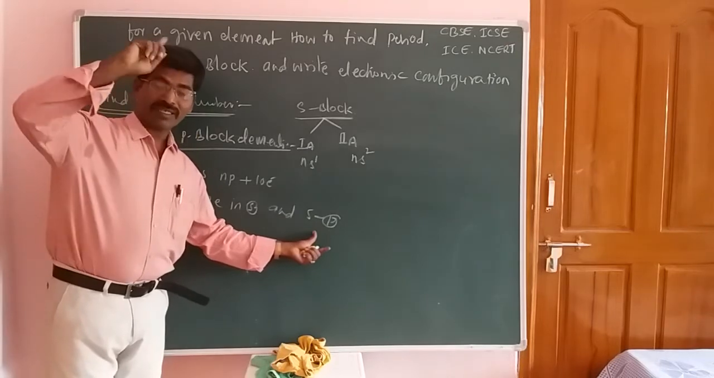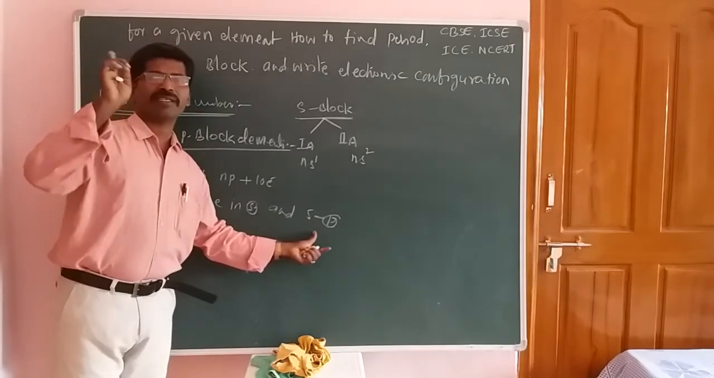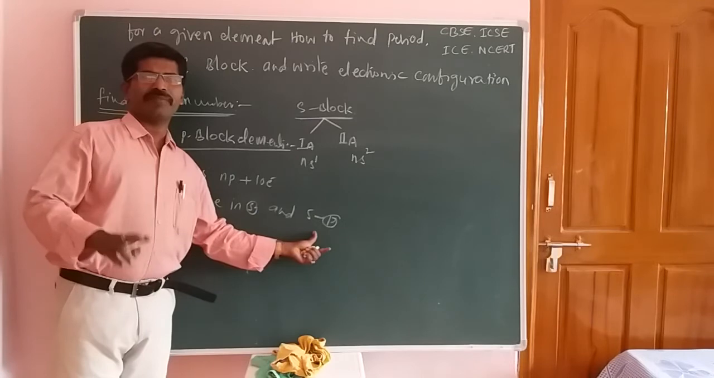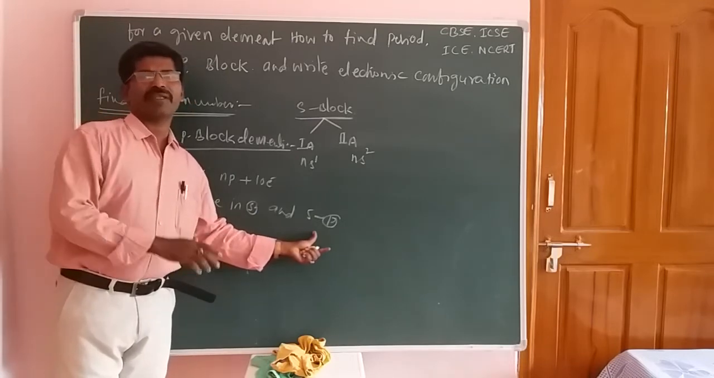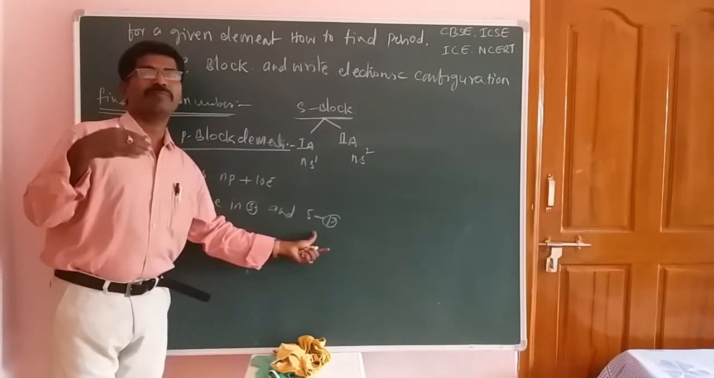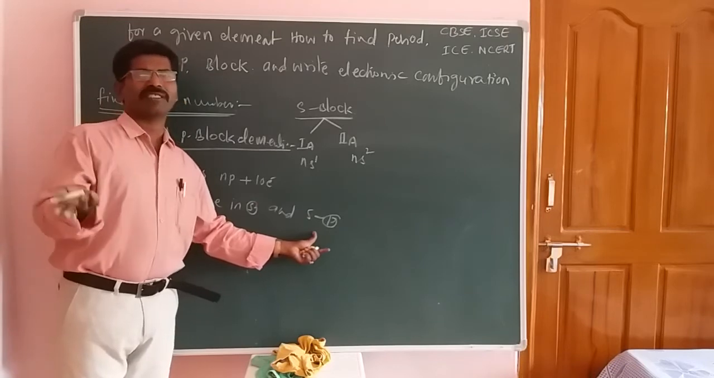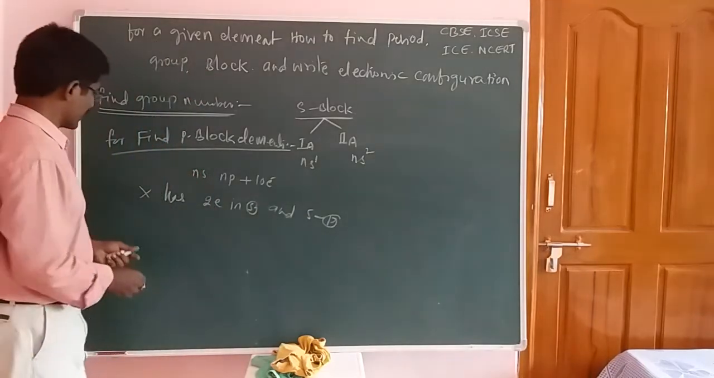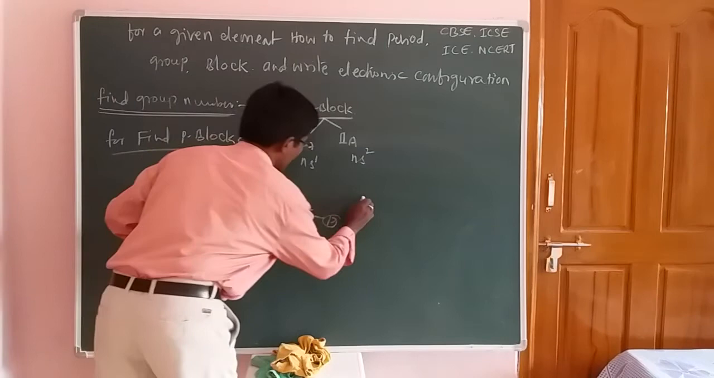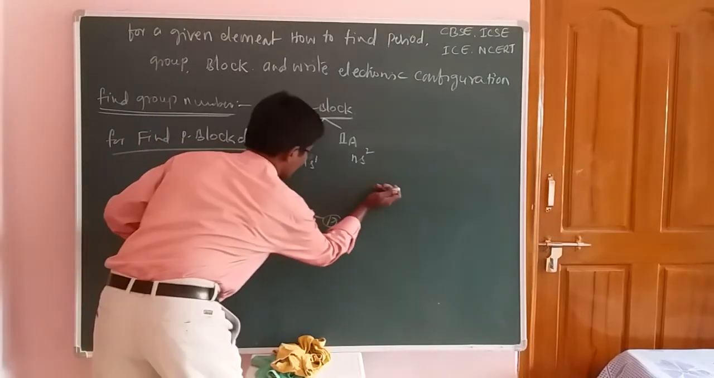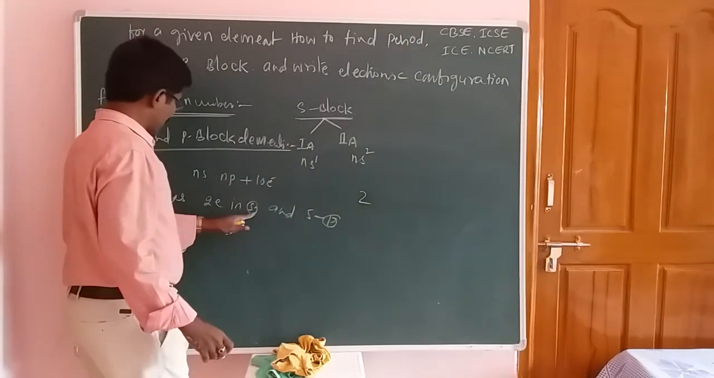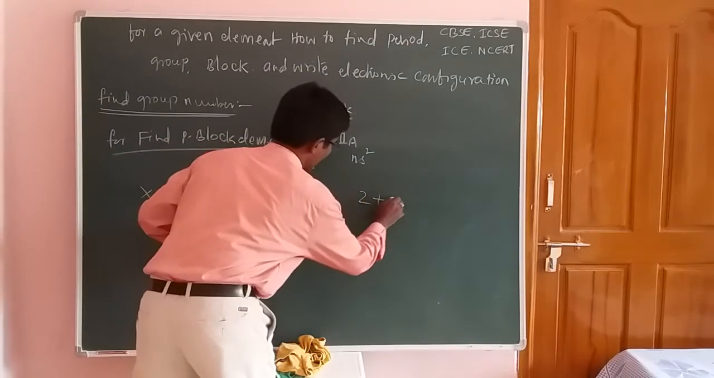First we have to think about how many electrons are present in the s orbital, how many in the p orbital, and how many in the d orbital and f orbital. That is the maximum capacity I am talking about. So here, students, in the s orbital it has 2 electrons, and in the p orbital 5 electrons.